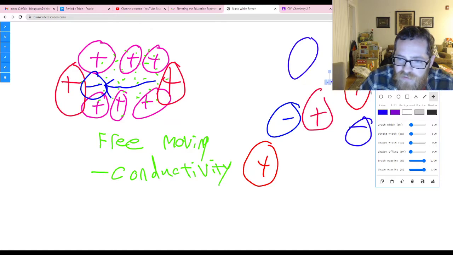sorry, this thing does not want to go in. Oh, come on. I got this. There we go.